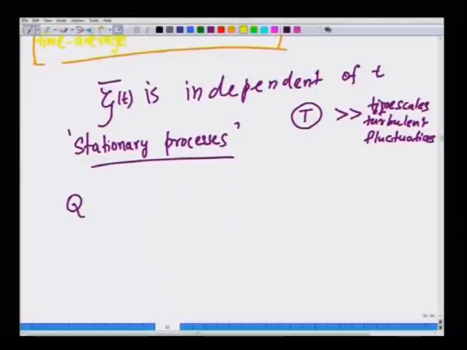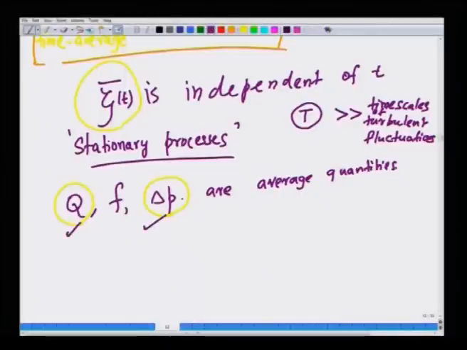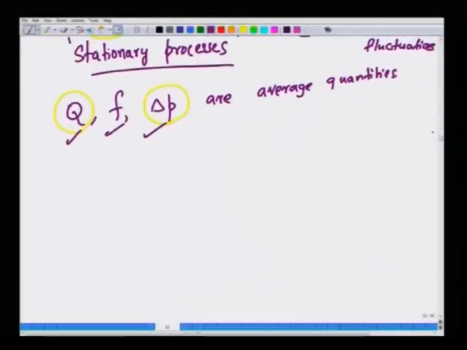Okay. The reason why we are interested in such average quantities is that quantities such as Q, volumetric flow rate, friction factor, and pressure drop are in fact average quantities. So, they do not change with time. For example, if you have turbulent flow in a pipe, you will find that Q, delta P and so on will be the same, although at each and every point in the fluid in the pipe the velocities will in fact change, but these quantities will not change with time. So, that is the reason why we are interested in analyzing only the time average quantities.